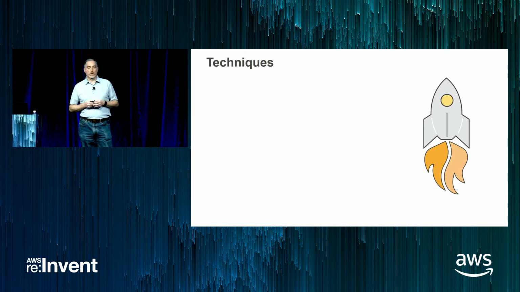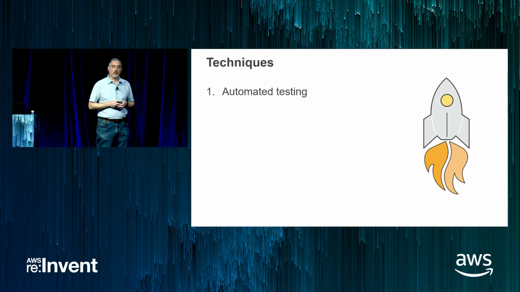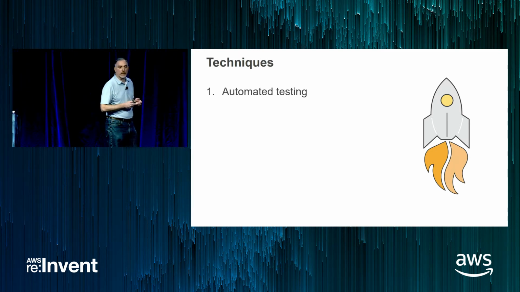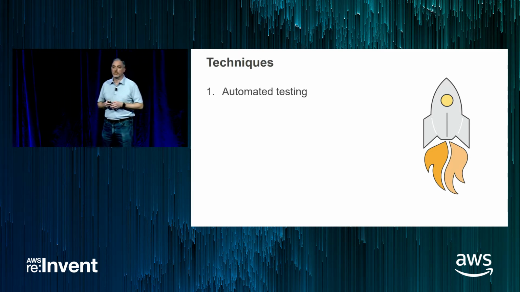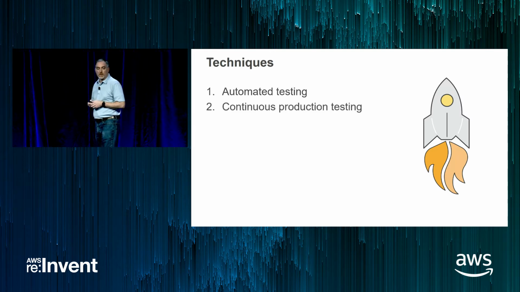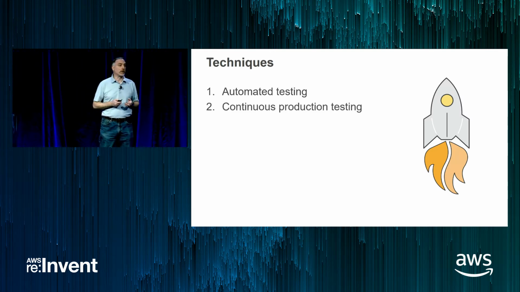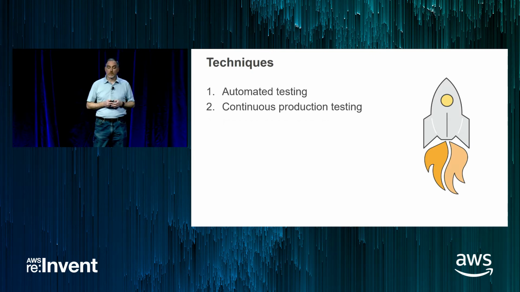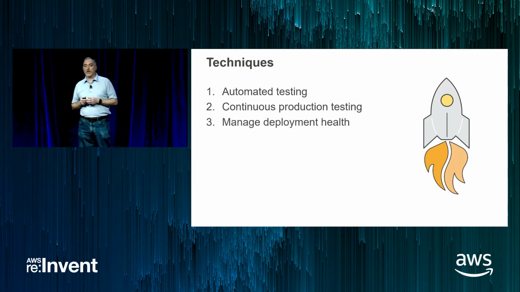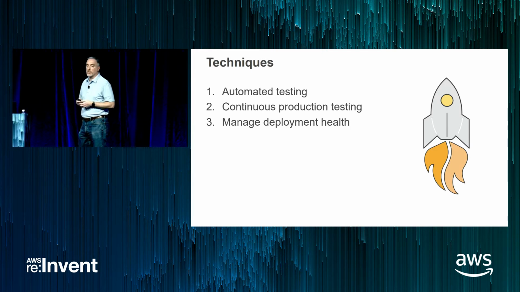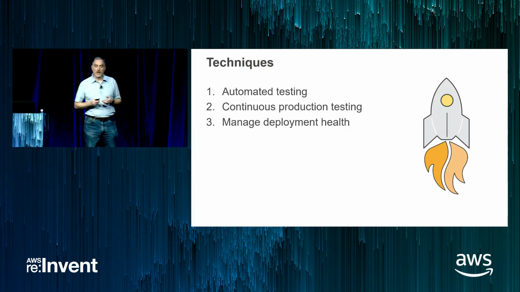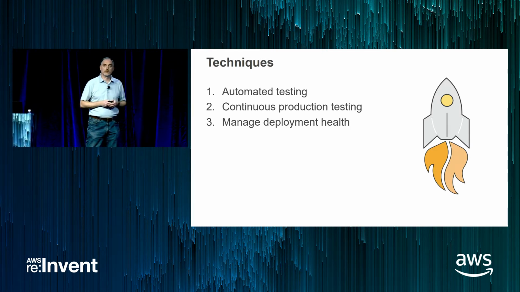Now, the techniques that we're going to use are leveraging automated testing to quickly identify regressions before they reach production. We're going to continuously test production to identify any functional regressions quickly. And we're going to validate running software on each host at deployment time. This ensures that our deployments are successful.